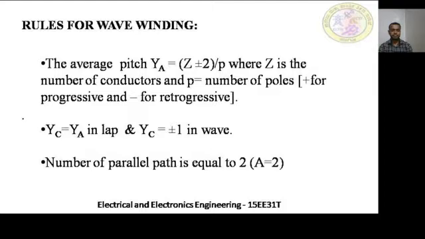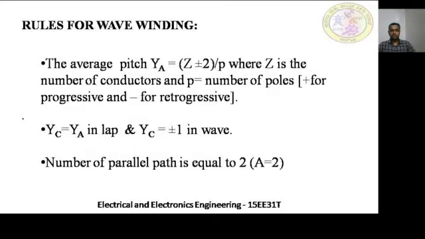Next, YC. The commutator pitch is equal to the average pitch in case of lap winding. Average means Z by P. In case of lap winding, it is Z by P. But in case of wave winding, the commutator pitch is plus or minus 1 of the average pitch. This is the commutator pitch.